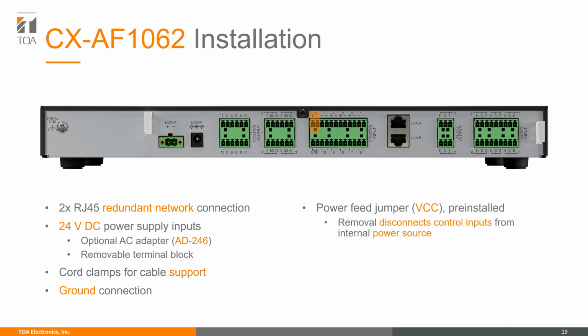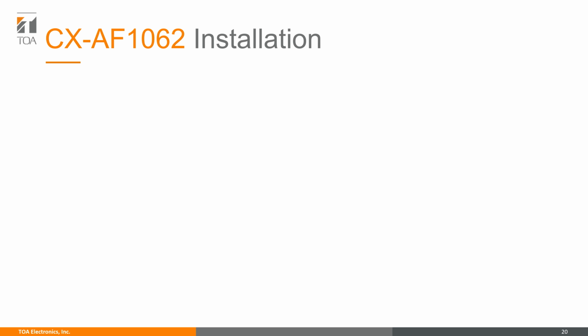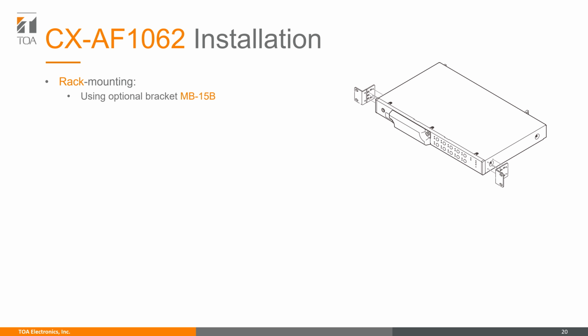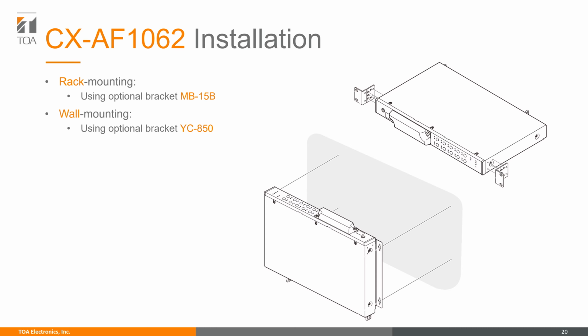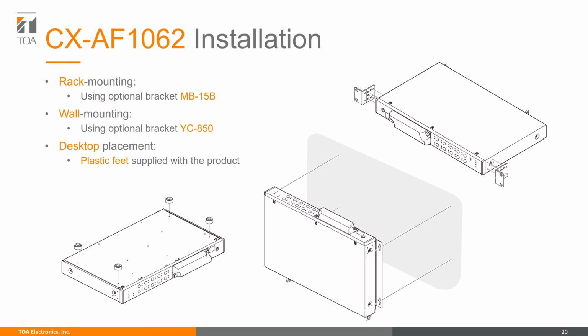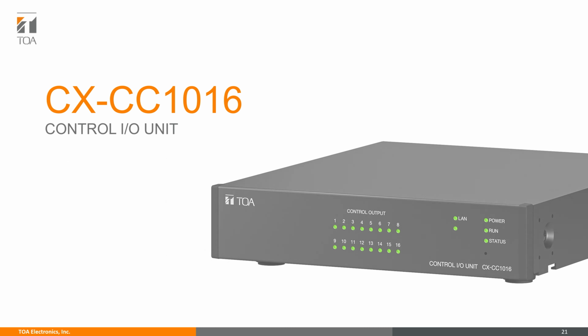Just like on the CX-1000 amplifiers, there is a pre-installed power feed jumper or VCC, as well as an isolation jumper or GND, which can be disconnected from the control inputs in the event of noise or humming incidents on the audio lines. This is a one-use size device, and if you want to rack mount it, you'll need to use the MB15B bracket. For wall mounting, you'll need the optional YC850, and for desktop placement, you'll use the supplied feet.